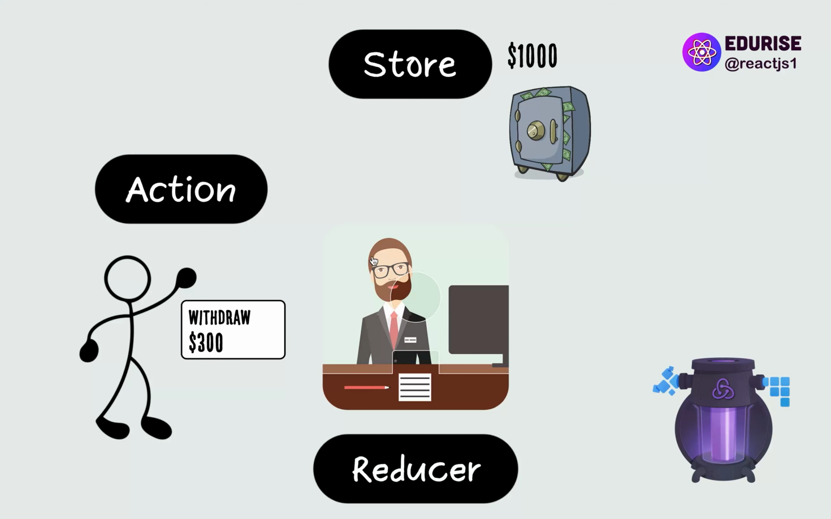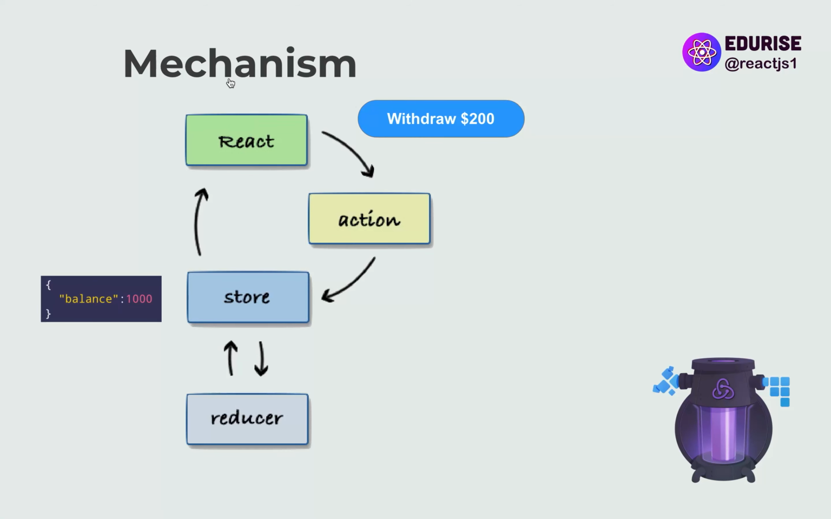Correct. So the mechanism is going to look something like this. From a React component, it goes to action. From action, it goes to store. From store, the action is dispatched to the reducer, and the reducer does the necessary function. It goes to the store, and as soon as the store is updated, it goes to the React component, right? Yes. So Nandish, can you explain it?